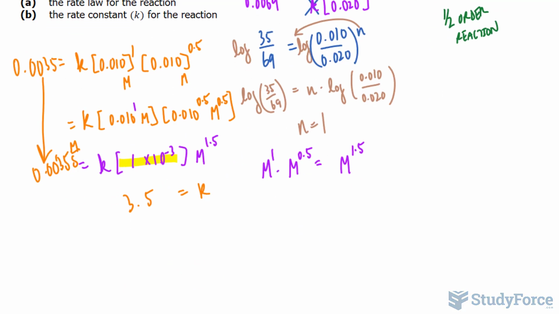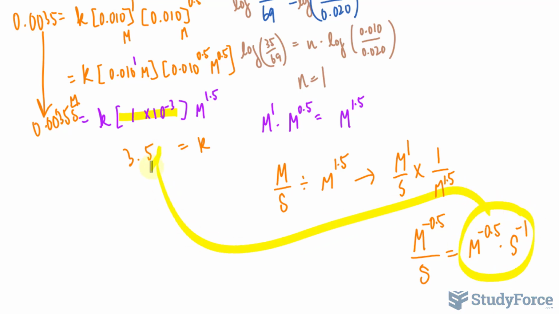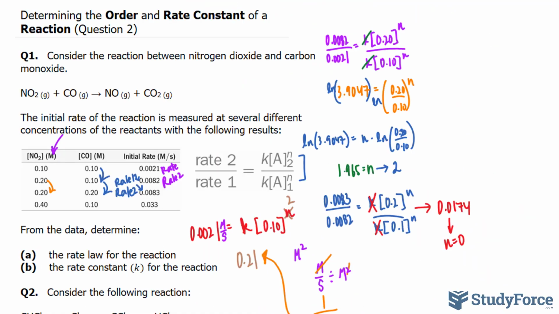To figure out the units of 3.5, look at this. We're dividing molars per second divided by molars raised to the power of 1.5. When it comes to dividing out numbers, you reciprocate and change the sign. So we have molars per second, we reciprocate that, and we end up with 1 over molars raised to the power of 1.5. Again, using the laws of exponents, 1 minus 1.5 is molars raised to the power of negative 0.5. And rather than writing per s, we can write down molars negative 0.5 times seconds negative 1. And so this will be the units of our constant. And there you have it. That is how to determine the order and rate constant of a reaction.